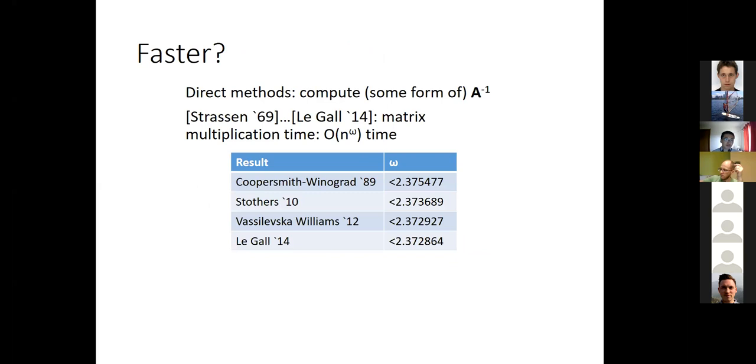But one of the big surprises in algorithm design, once people started analyzing these things in terms of asymptotics, is that Gaussian elimination is not optimal. This started what are called direct methods for solving linear systems, where I want to compute some representation of A inverse. Starting with work by Strassen, more than half a century ago, leading to work in the past decade by Stothers, Vassilevska Williams, and also Le Gall, this number got down to 2.372864. This is known as the matrix multiplication time, n to the omega time.